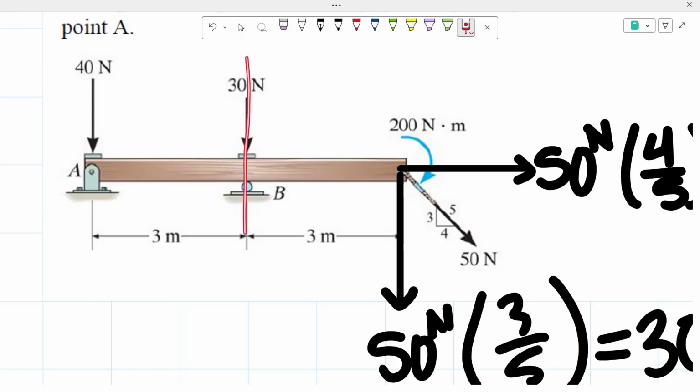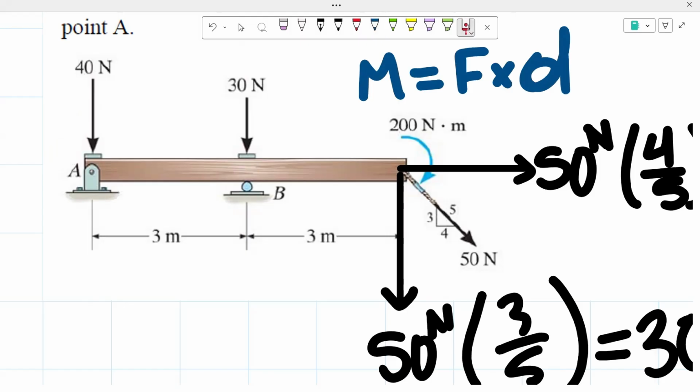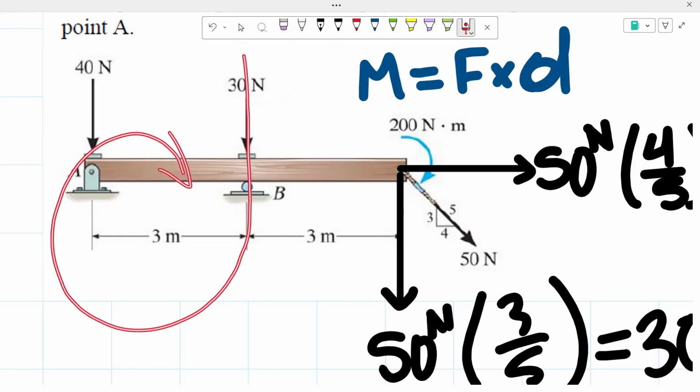Now we're going to proceed to our 30 newtons. So remember, moment is equal to the force times the distance. We have our force, which is 30 newtons, so we just have to find our distance. Since we have to shift it, we know that our distance is going to be 3 meters. Now we just have to determine if it's going to be a positive or a negative moment. Since it's going downwards, we know that's going to be creating a clockwise moment, meaning that's going to be a negative moment.